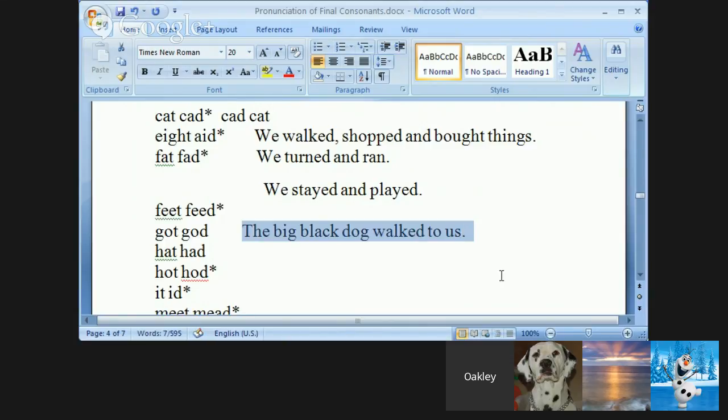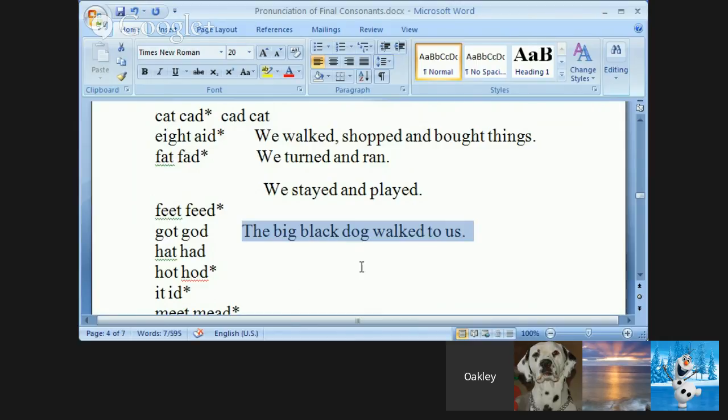Max, try this. The big black dog walked to us. Walked to us. Oh, nice. Okay. I threw a little trick in there. The T sound on walked and the beginning T in to. He pronounced only one T. He got that. That was actually very, very good, Max. Nice job joining those all together.